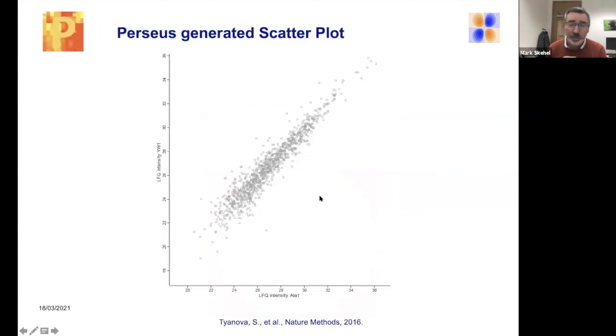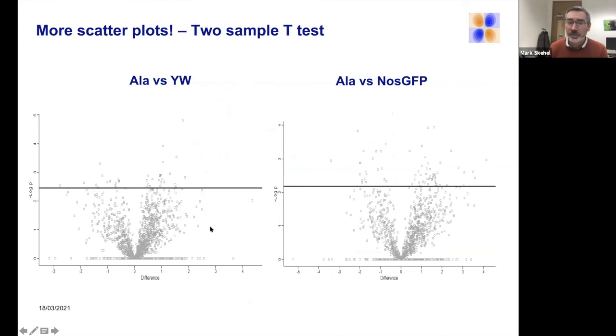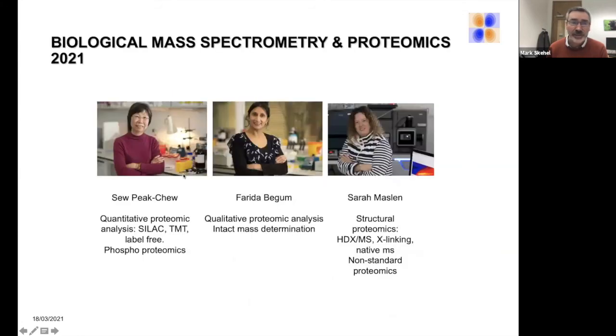And so, by importing this kind of stuff, you can look at scatter plots. So we can identify proteins that are standing off, with multi-scatter plots with Pearson correlation factors and all this kind of thing. And you can also look statistically at volcano plots to look for things that are changing. Okay.